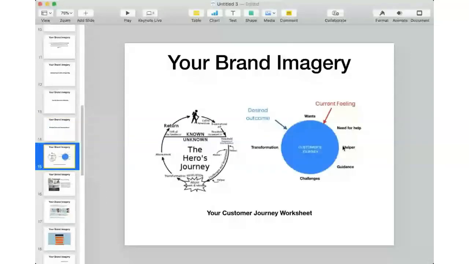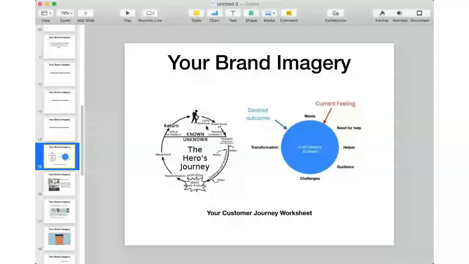Now, let's take a look at that customer journey again. And we're going to use this here for our imagery, all right? We have the current feeling, we have the desired outcome. We have a whole bunch of other stuff in the middle of this. We'll talk about each one of those in just a second. So we can focus on this spot right here.